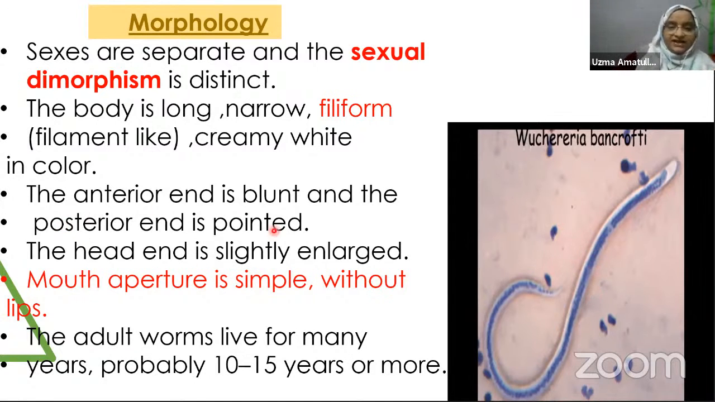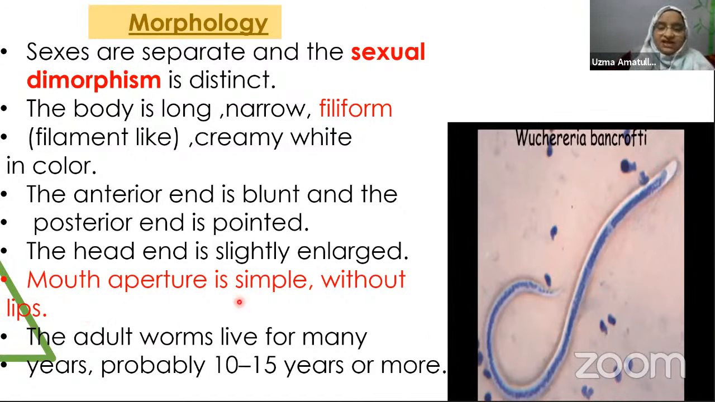The anterior end is blunt and the posterior end is pointed. Here you see the anterior and posterior. In the last class I have shown you the positions. So this is the anterior end, which is blunt. Blunt means it is not sharp. Here you can see it is round. And the posterior end is pointed, here you see. And the head end is slightly enlarged. Here it is thin, but when it is coming towards the head, this region is enlarged, a little larger.